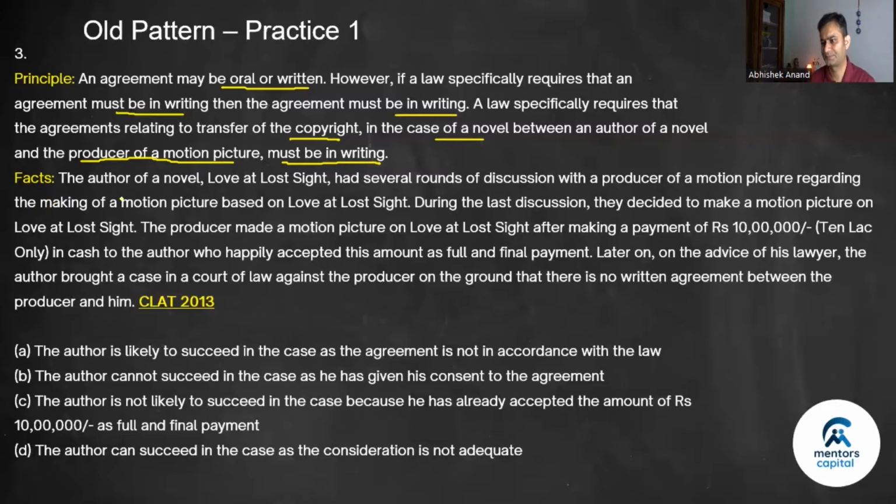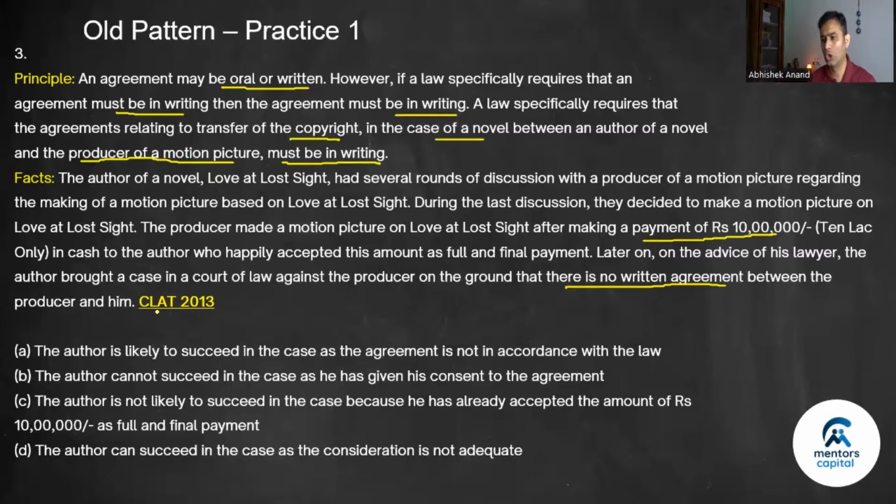Let's look at the facts. The author of a novel, Love at Lost Sight, had several rounds of discussion with the producer of a motion picture. We quickly read it. He received the payment also, and happily accepted the amount. Okay. So till now, there has been no written agreement. So will this agreement be enforceable? Will it be considered as a contract?